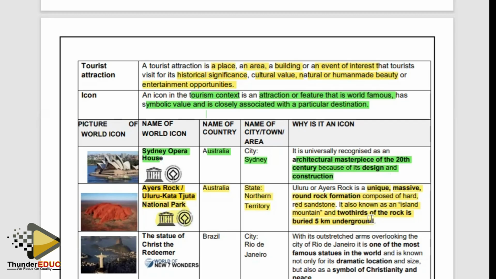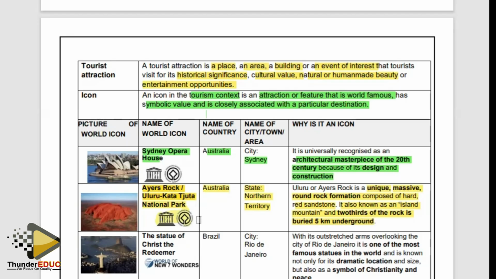It lies underneath. You should also consider that it is of religious or cultural significance to the indigenous people, who are known as the Aborigines of Australia. So it also bears religious significance to that particular culture.